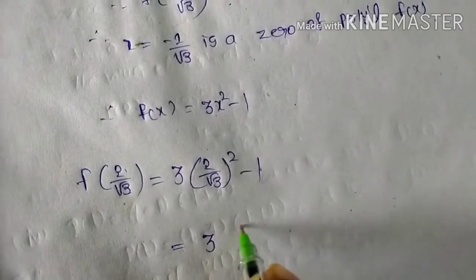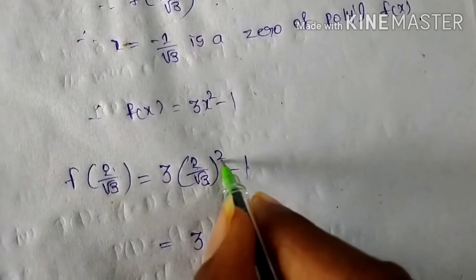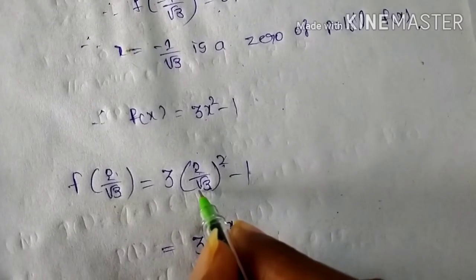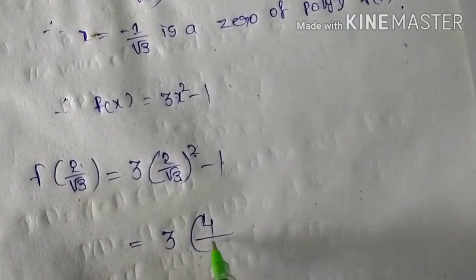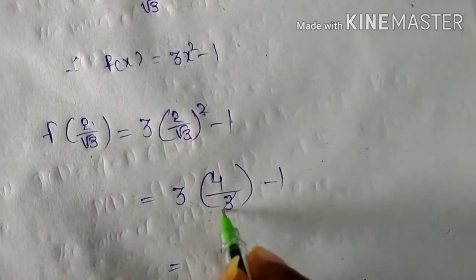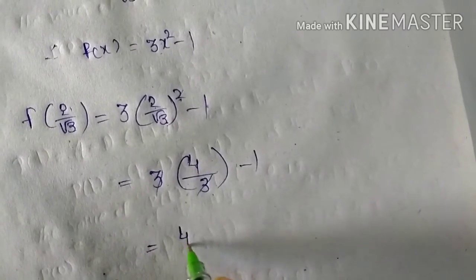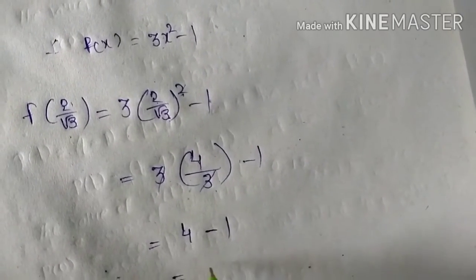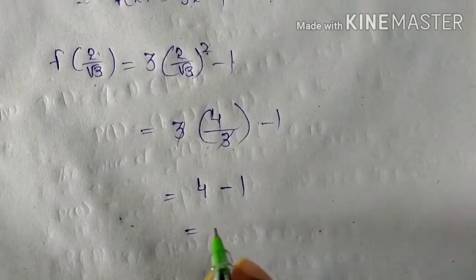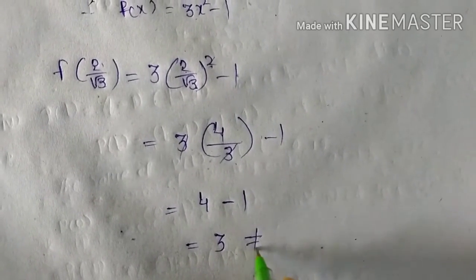That means here 3 into 2 square is how much? Can I write here 4 or not? Yes. Root 3 whole square is how much? Square root will be cancelled. That means you will get 3 only. Yes or no? That means 4 by 3 minus 1. See here 3 cancel. 3 1 ja, 3 1 ja. So can I write here 4 directly? 4 minus 1. 4 minus 1 is how much? 4 minus 1 is 3. Is it equal to 0? It's not equal to 0.